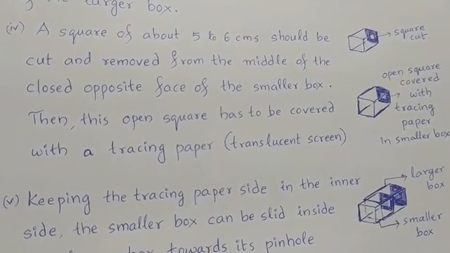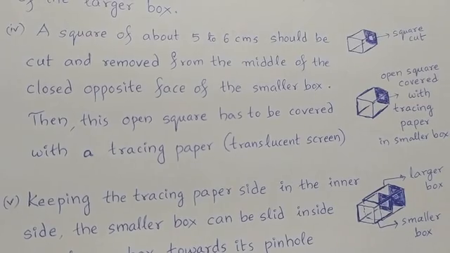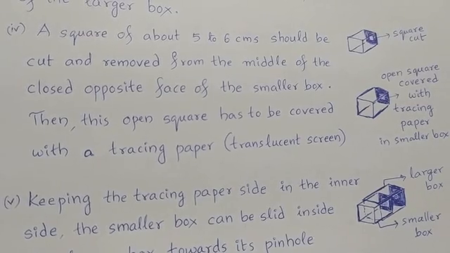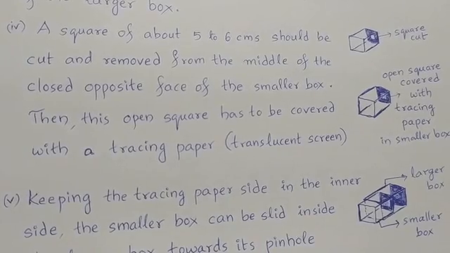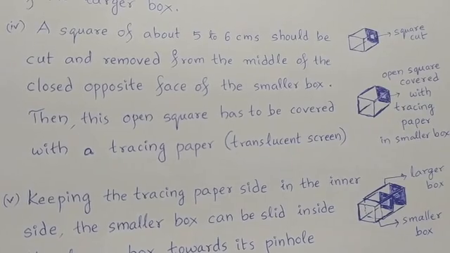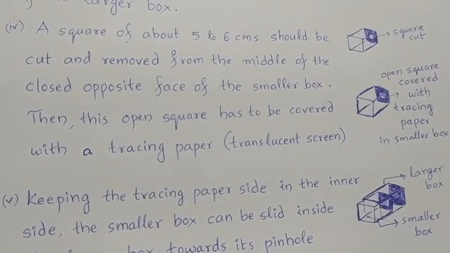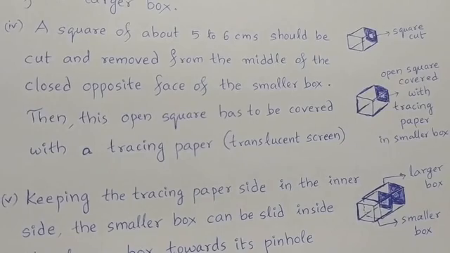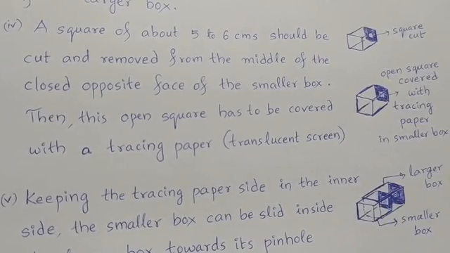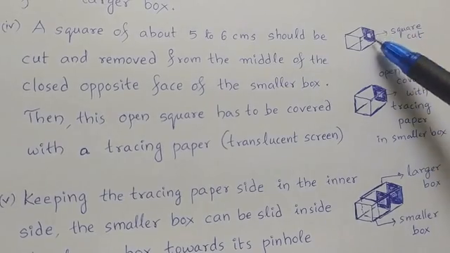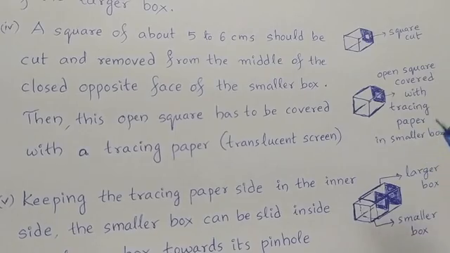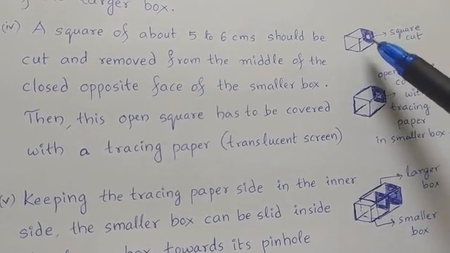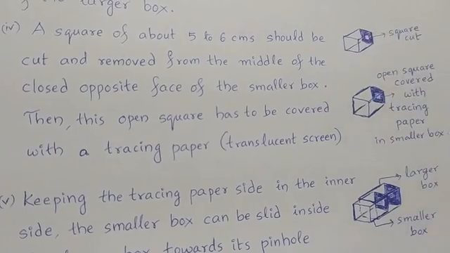So for the larger box, you have made a tiny hole or pinhole in the middle of the closed opposite face. Whereas here in the smaller box, you are making a square cut like this. Okay, square cut. And the size of this square cut will be around 5 to 6 centimeters.